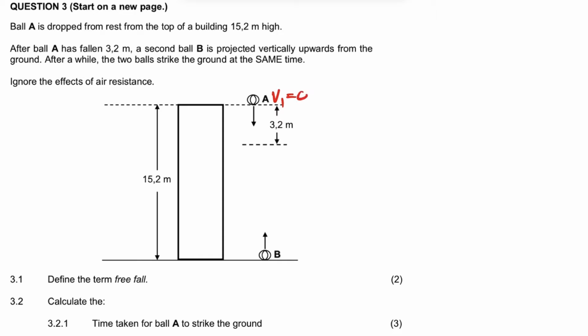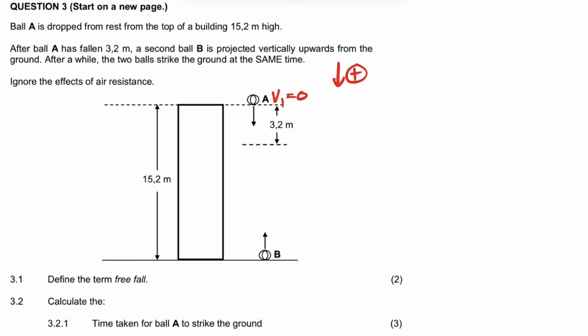Now, guys, if ball A is dropped from this building, we know that its initial velocity will be 0. And since it's going down, we choose everything that goes down as positive. This is applicable for ball B as well, not only for ball A.